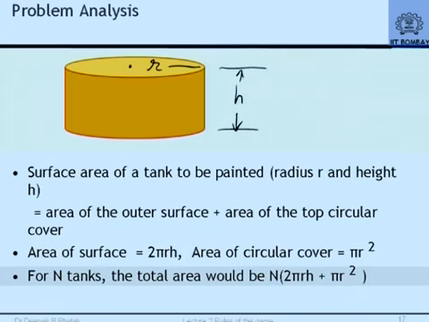Now, if there are n tanks, then the total area to be painted will be how much? n into (2 pi r h plus pi r square). So, this is the total area to be painted. If I multiply this by the rate of painting, I will get the cost. Simple computation, but I need to write a program for this.